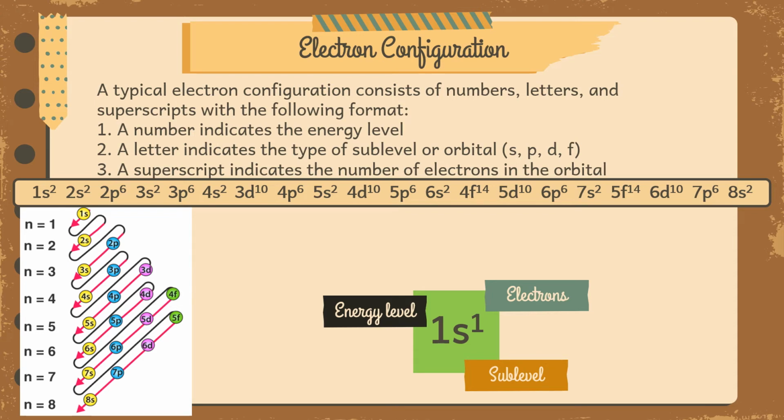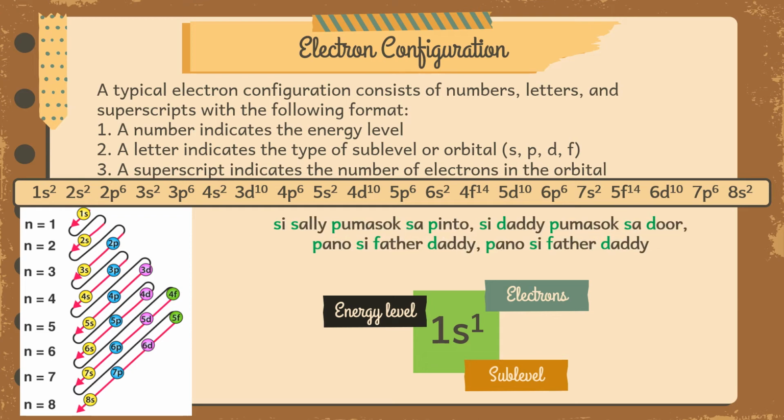Now, for you to easily remember or memorize this electron configuration, I have here a mnemonic. Si Sally pumasok sa pinto, si Daddy pumasok sa door, paano si Father Daddy, paano si Father Daddy, wherein Si represents the 1s, Sally represents the 2s, pumasok represents the 2p, and so on. Now let's use this representation on a given element.